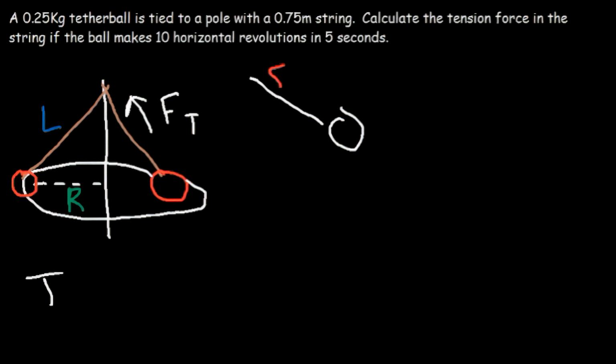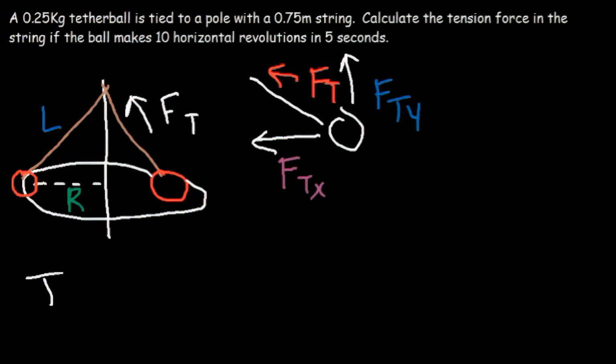So this is the tension force. This is the vertical component of the tension force. We'll call it Fty. And it has a horizontal component, Ftx. And there's also the weight force acting on the ball. So first, let's find a relation between the length of the string and the radius of the circle. Let's call this angle beta.